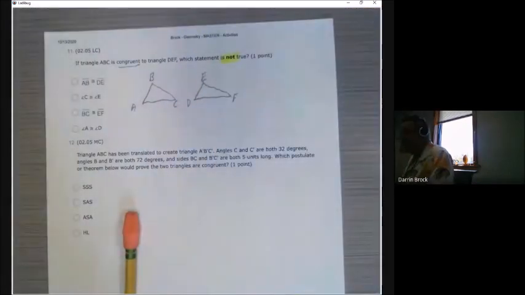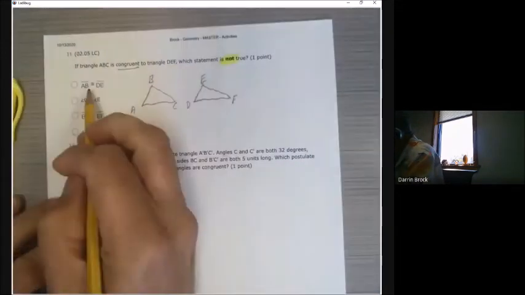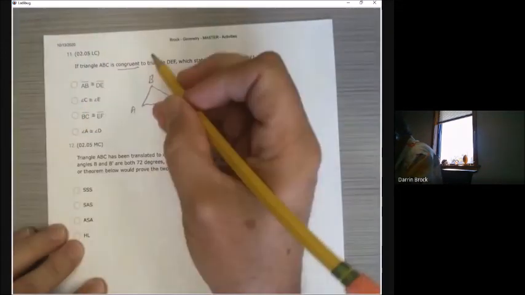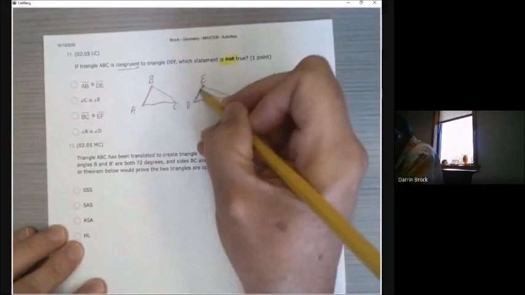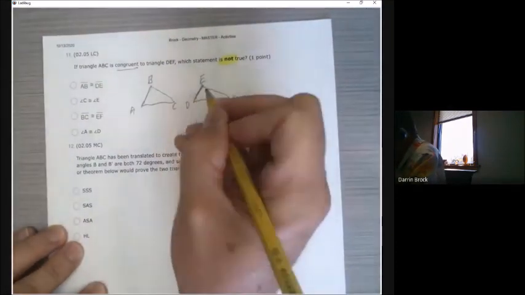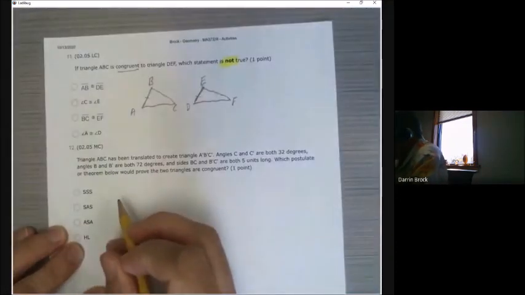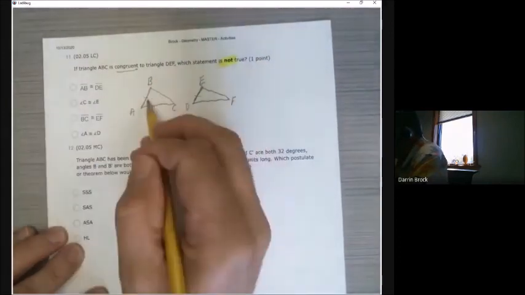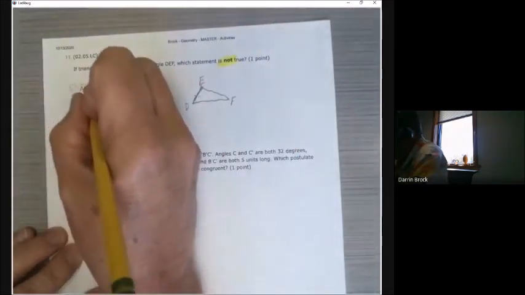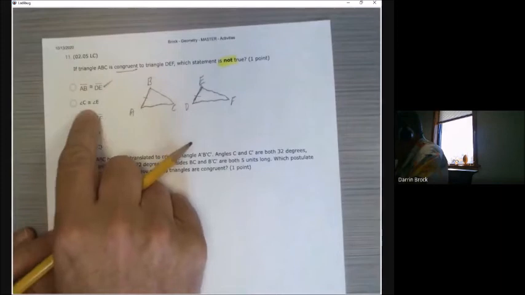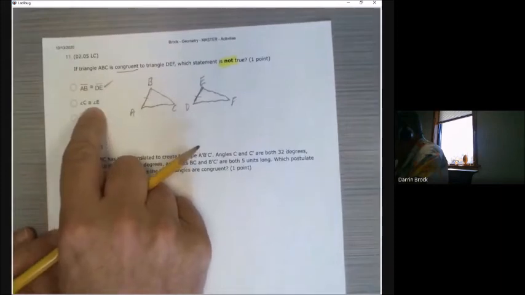I'll highlight that. AB is congruent to DE. This is AB. This is DE. Those should absolutely be congruent because, as we learned, if they're congruent triangles, everything should be the same. So that's the same. Angle C is the same as angle E, congruent.